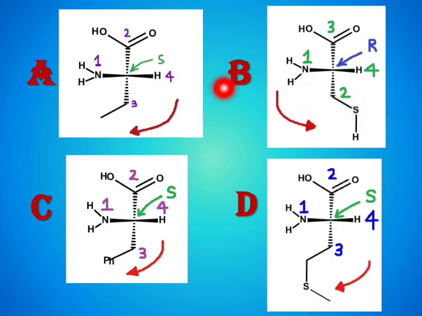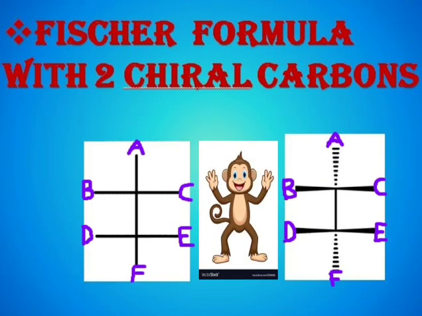So the only correct option is option number B. Now let us understand how a Fischer projection formula with 2 chiral carbons would look. Here again, you can see in the first structure I have attached 6 different groups to 2 chiral carbons in this Fischer projection formula.